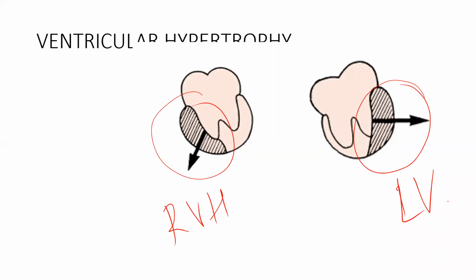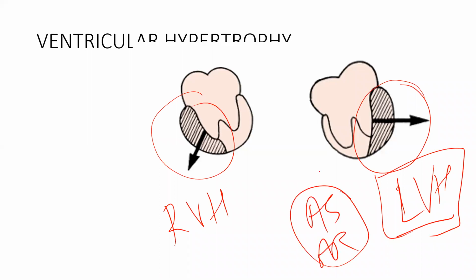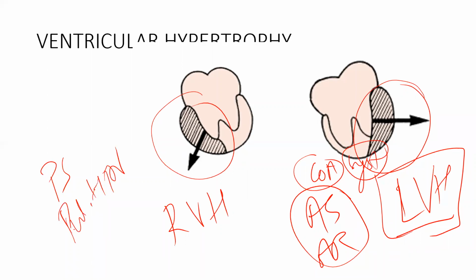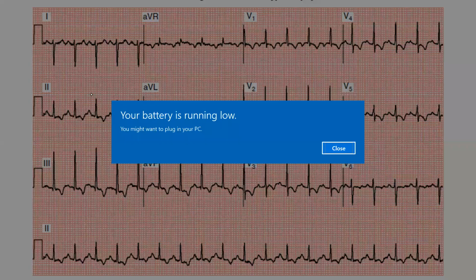LVH causes are here. Again, we know that in your cardiac clinical we discussed aortic stenosis, aortic regurgitation, coarctation of aorta, systemic hypertension, all these which are going to cause volume and pressure overload conditions are going to cause your LVH. RVH causes are your pulmonary stenosis, pulmonary hypertension, COPD causing vascular changes and obliterations. All these are going to cause your right ventricular hypertrophy. And your chronic pulmonary embolism is also going to cause your RVH. So how are you going to detect it?